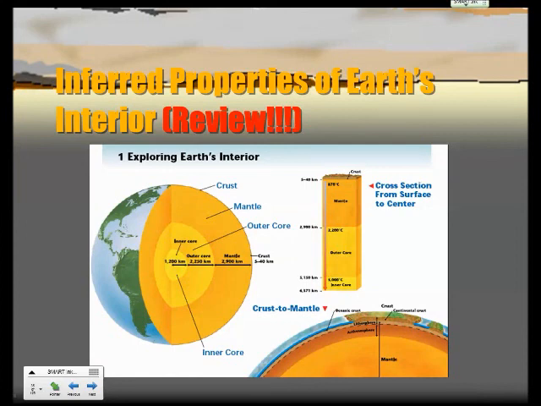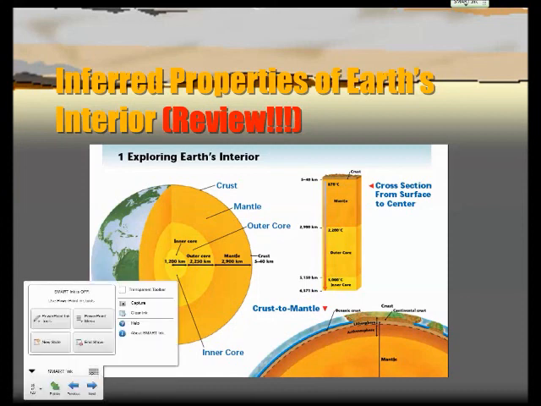Okay, inferred properties of Earth's interior review. We're going to do this next time, so I'd like to stop the lesson right here, and let's take a quick review of what we just learned, and then let's move on to another activity.